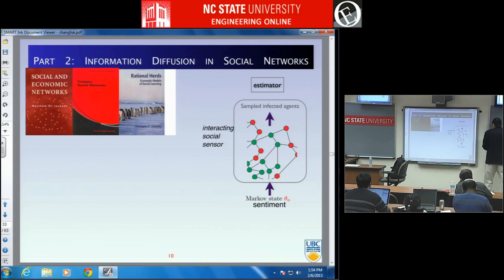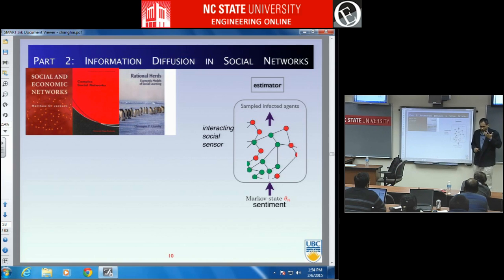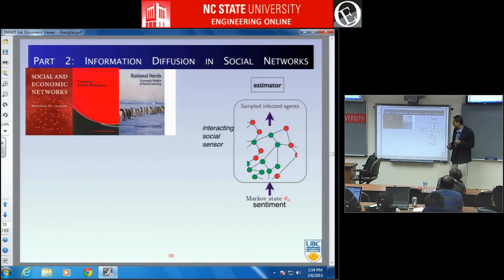This is roughly the main idea of what we want to do. We have an underlying state, which might change according to a Markov chain. This is called the sentiment of something. So the sentiment might be, what do people actually think about the new iPhone 6? Is it lousy? Is it good? Let's make it simplistic. There are two states in the simplistic setting, good or bad. That's the real sentiment.